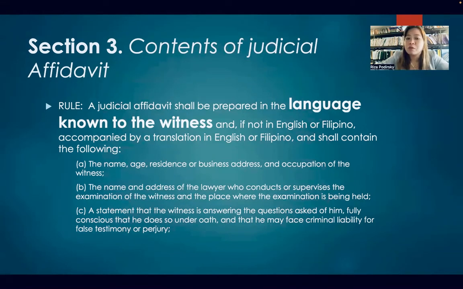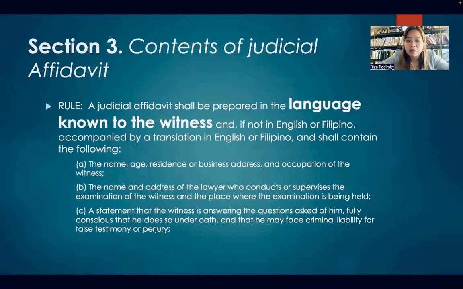And what are the contents? First, of course, it must have the name, age, residence, or business address and occupation of the witness. The second one, the name and address of the lawyer who conducts or supervises the examination of the witness, and the place where the examination is being held. Kay ma-technical man ka na, if in case mo attest ka dito that the examination was held here, but then later on they will find out that the place is different from what you stated here.